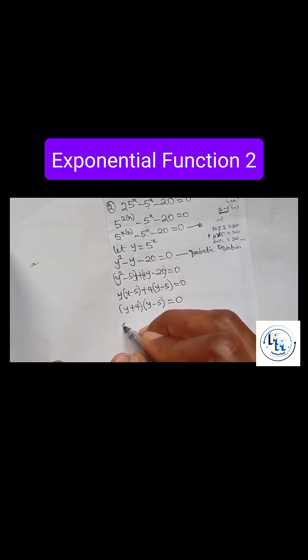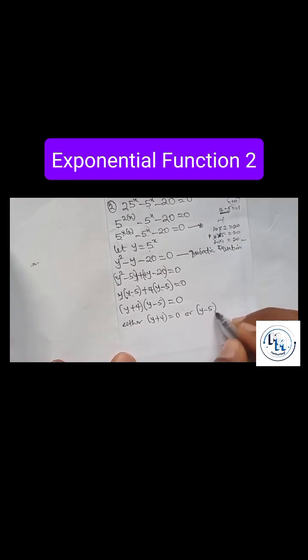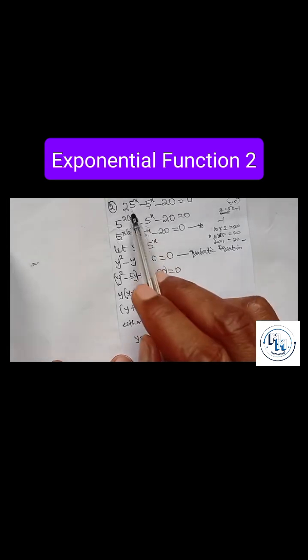This means that either y plus 4 is equal to 0 or y minus 5 equal to 0. From here, y will give me minus 4. From here, y gives me 5. So this is the right solution to this particular problem here, this one, because this negative cannot really give us what we really want in this place.